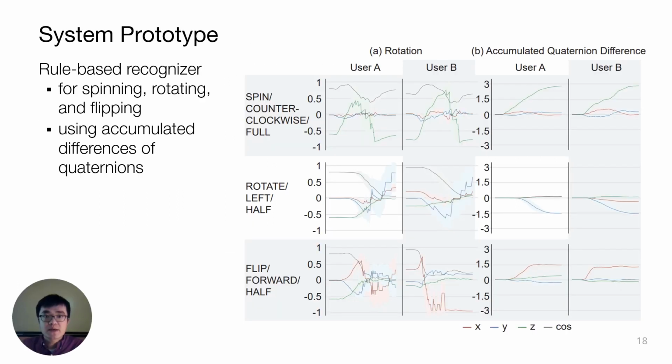With the sensor data we collected from the first experiment, we implemented a rule-based recognizer for spin, rotate, and flip by using accumulated difference of quaternions. As the images show, with quaternion difference, we can better identify the difference between gestures.